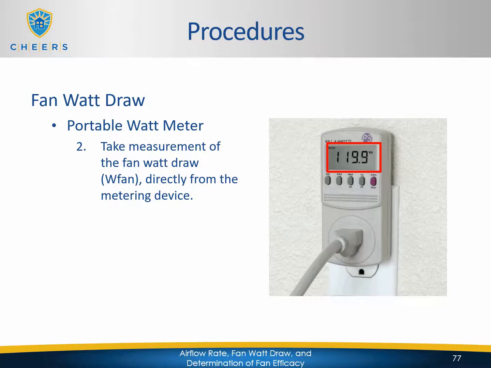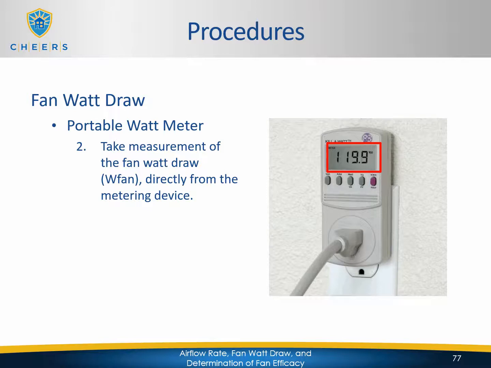You will then take the measurement of the fan watt draw, or W fan, directly from the metering device. In the picture that you see on the right-hand side, that's a plug-in meter. You'll be able to use this meter for an HVAC unit that actually has a plug-in outlet and is not hardwired into the electrical system of the house. So basically you'll take the reading off the meter.